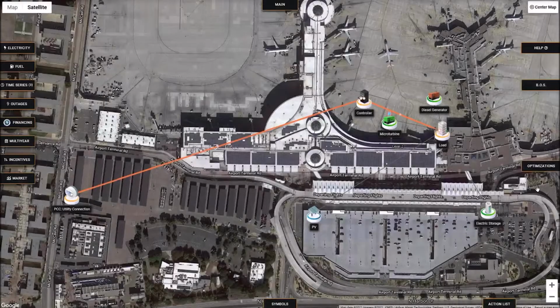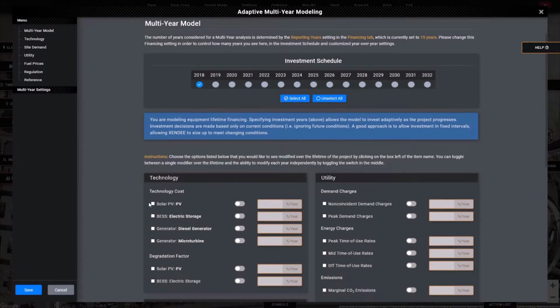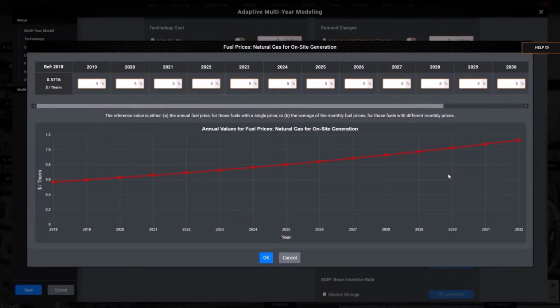Next, we'll need to set up our multi-year settings and specify anticipated changes over the span of the project. In this example, we expect solar PV technology and electric storage costs to decrease. Conversely, for electricity rates from the utility, we are anticipating an increase in non-coincident demand charges, peak demand charges, and natural gas. These numbers can also be further defined by the users to set the exact change in every year of the project, but in this example, we'll just leave a consistent rate of change.